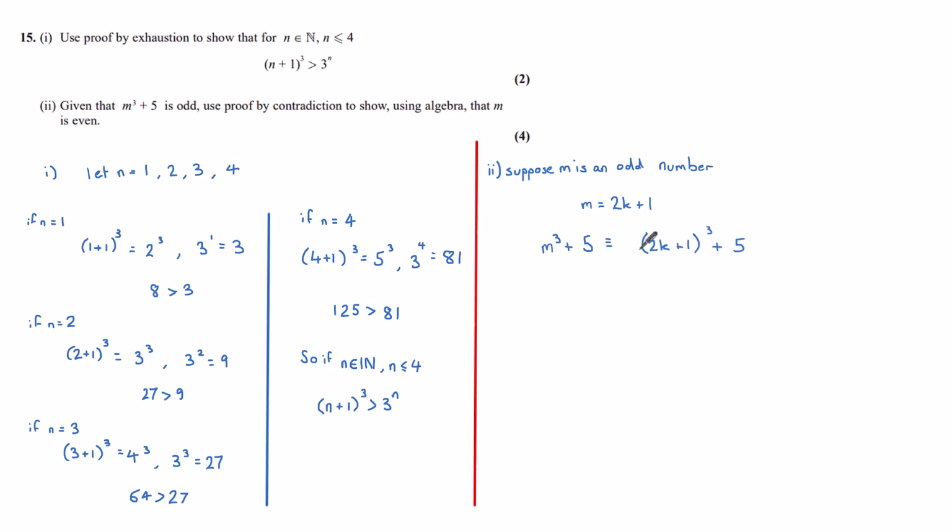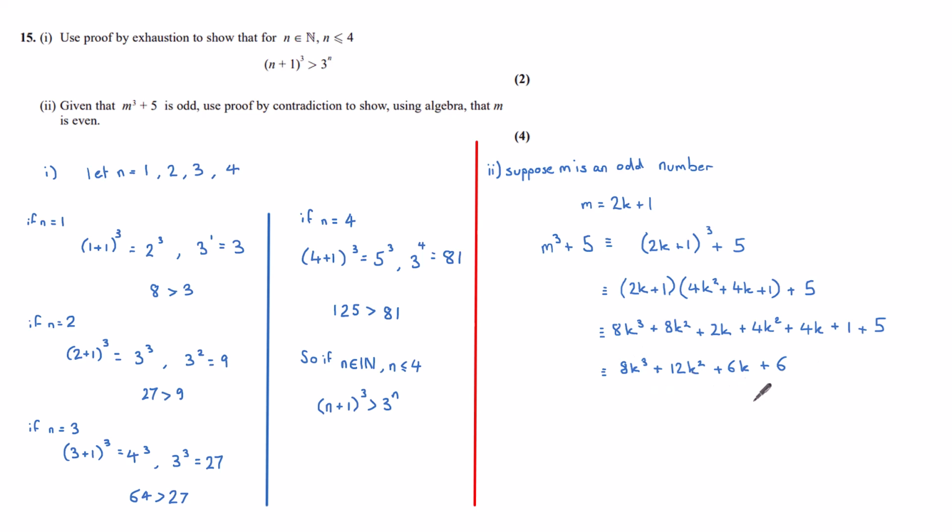Now you can use binomial expansion to expand this directly. I'm going to say this is the same as (2k+1) lots of (2k+1)^2. (2k+1)^2 is 4k^2 + 4k + 1. And now dealing with this bracket as well, 2k lots of 4k^2 + 4k + 1 is 8k^3 + 8k^2 + 2k. And then one lot of 4k^2 + 4k + 1 is 4k^2 + 4k + 1. Bringing down our plus 5, simplifying this gives me 8k^3 + 12k^2 + 6k + 6.